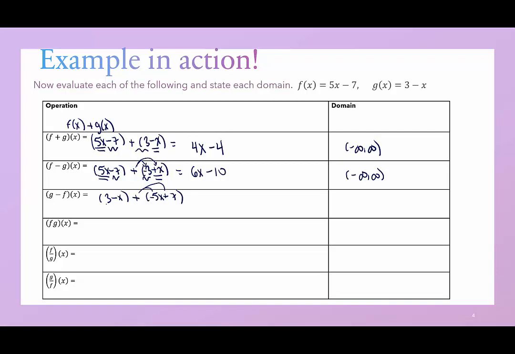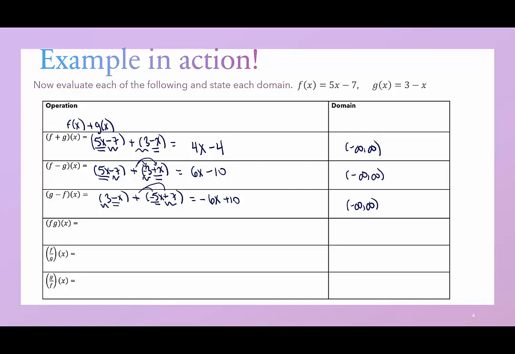Now I can look for those like terms. I'm going to start with my x's, right, because that's kind of the more normal thing. We have negative x and negative 5x make negative 6x. 3 and 7, they're both positive. They make positive 10. I mentioned earlier that when we switch the f and the g in the difference functions, they should be exact opposites, which we can see that they are. But we still have a domain of all real numbers.